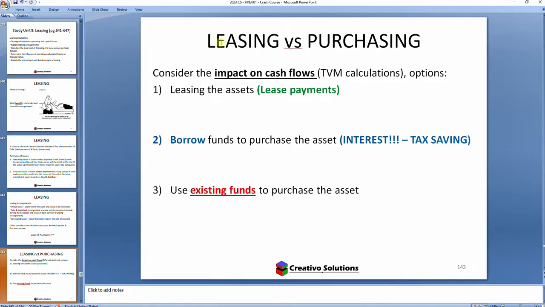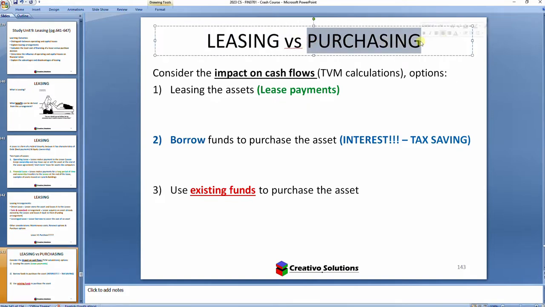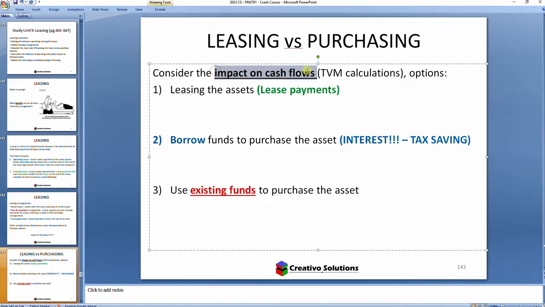So you have a consideration. Do I lease the building or do I purchase the building? There are two important considerations that you have to make as the financial manager. The first thing we need to look at is the impact on cash flows. Everything you do here is time value of money, similar to what we did before, except applied in context. So the first option, do we lease the asset? That's option number 1. Option number 2 is we borrow to buy. That's the purchase. Both have their pros and cons.